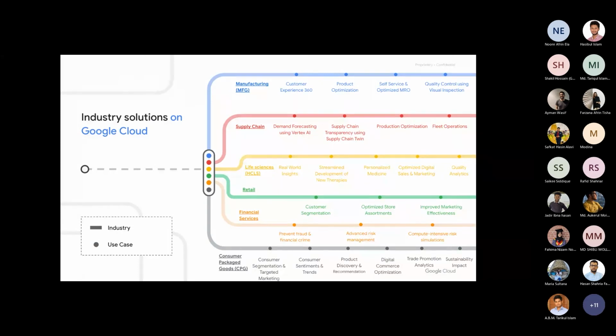So again, like some of the other industry solutions that we provide on Google Cloud. There are a lot of industry solutions available on Google Cloud for manufacturing, for supply chain, for life sciences, for retail, for financial services, for consumer packaged goods, right? If I have to take some examples, let's say from the manufacturing industry, we have solutions available for demand forecasting. We have solutions available for supply chain transparency, production optimization, fleet operations.